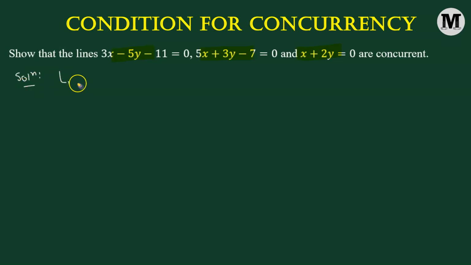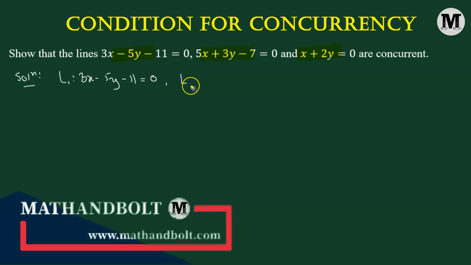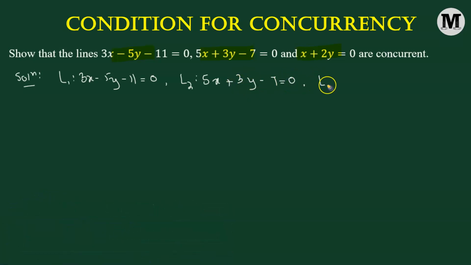So let's say the line L1 has got the equation 3x minus 5y minus 11 equals 0. Then we have the next line denoted by L2. So L2 has got the equation 5x plus 3y minus 7 equals 0. And then we have the third line L3. L3 has got the equation x plus 2y. So here we do not have the constant term, so let's write 0 here. So this is going to be equals to 0.